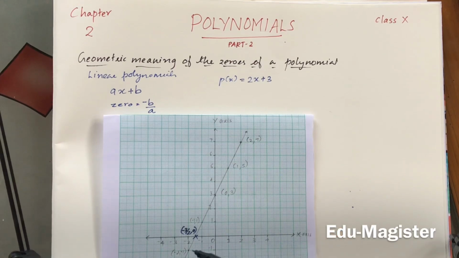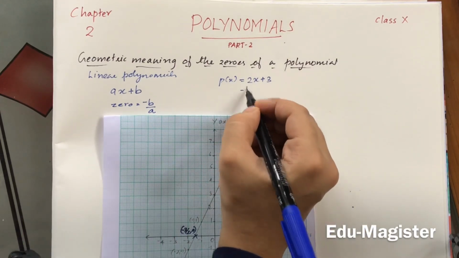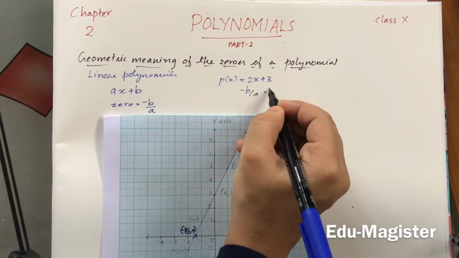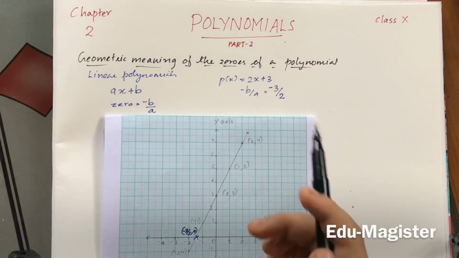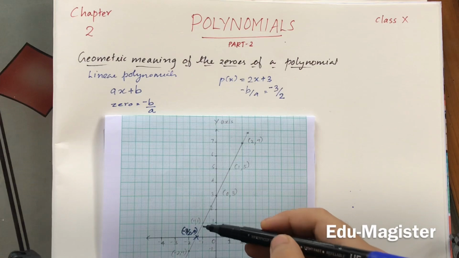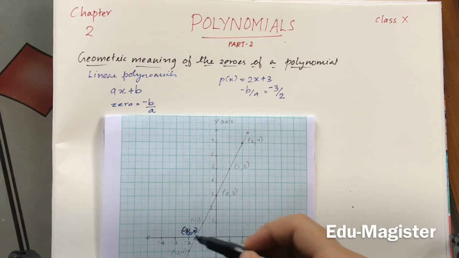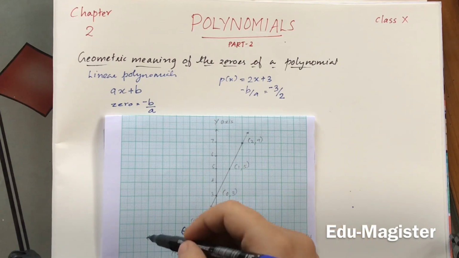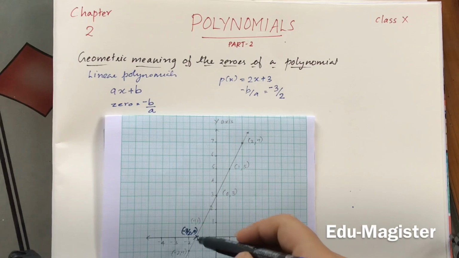A straight line which intersects the x-axis at one point, that is minus 3 by 2, 0. Now, from our equation, what is the zero of the polynomial? Minus b by a, which is equal to minus 3 by 2. Now, if you observe the graph, you can find that it is the x-coordinate of the point where the line intersects the x-axis, right? Minus 3 by 2, minus 3 by 2, 0.